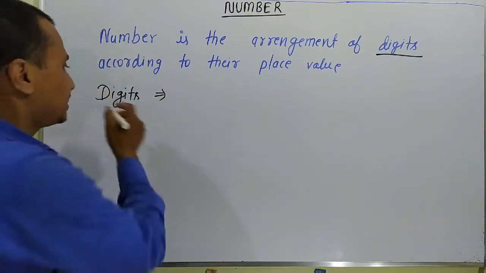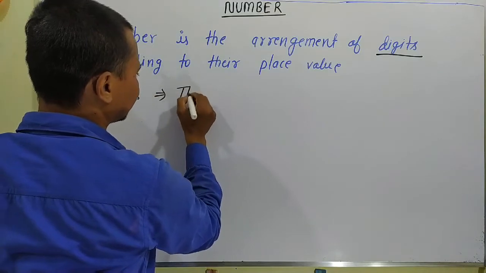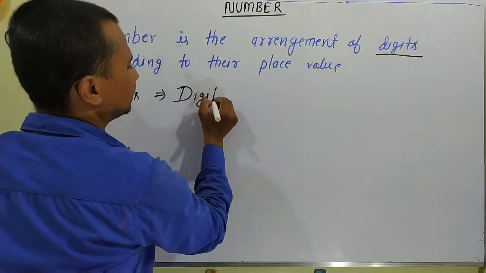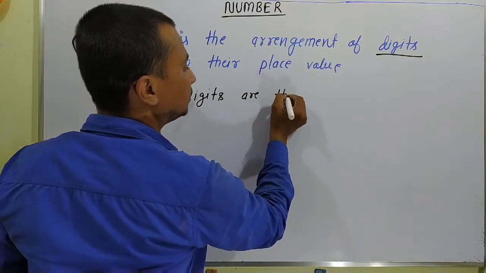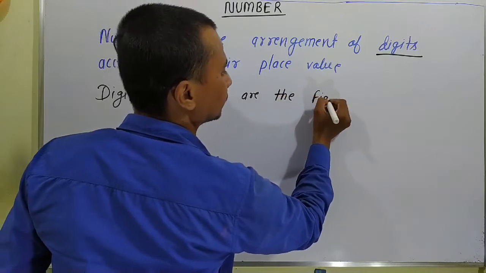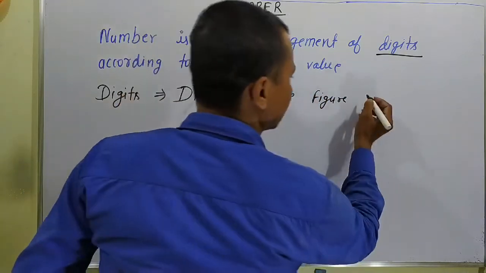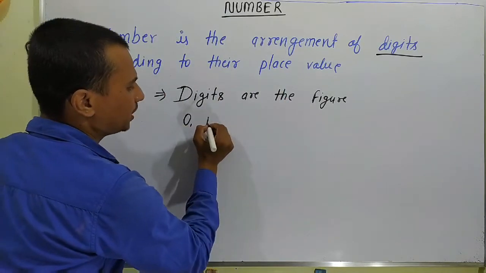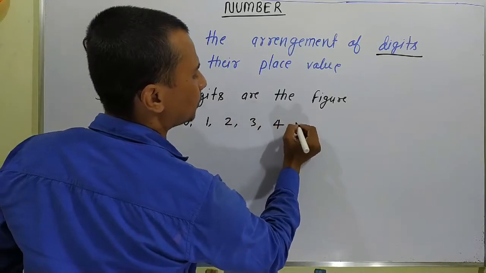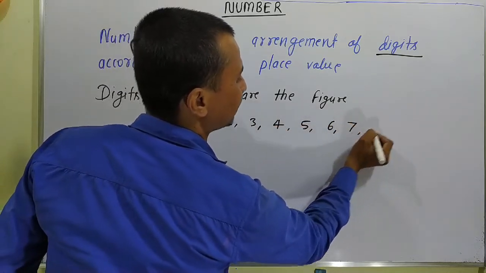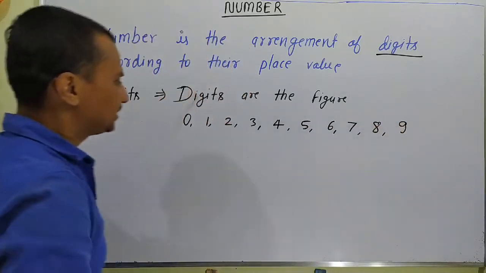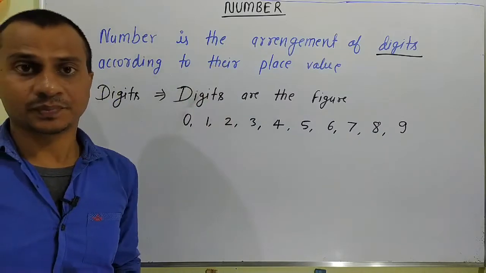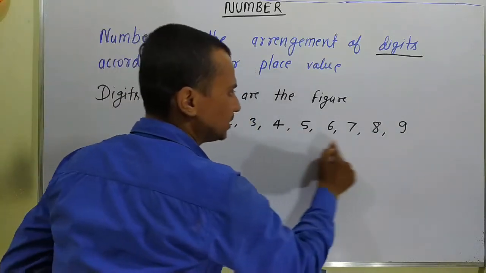Digits are the figures, and what are those figures? Actually these figures are 0, 1, 2, 3, 4, 5, 6, 7, 8 and 9. These 10 digits, these 10 figures are used to form number, but these are the face value.